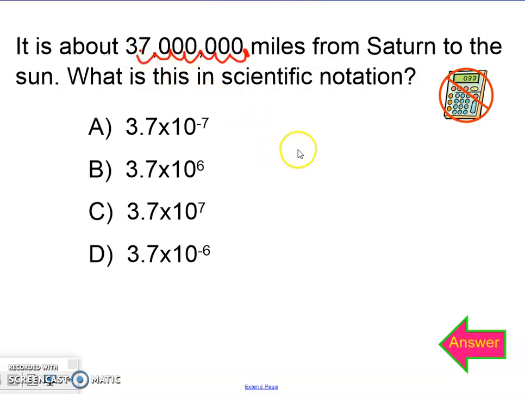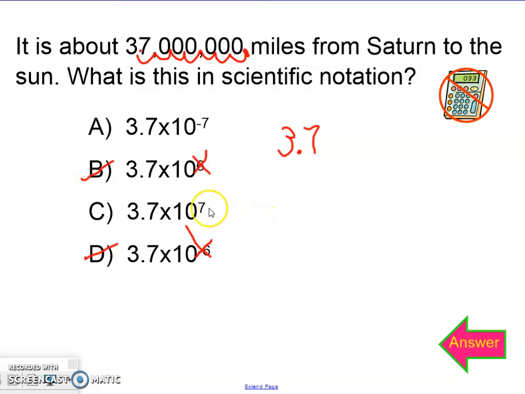So if I move the decimal 7 times, I make the number 3.7, and 3.7 is going to be my coefficient, or my number in front for scientific notation. Now I move the decimal 7 times, so let's go through our choices and eliminate those that don't have an exponent with 7 in them. So we're definitely not going to pick B or D.